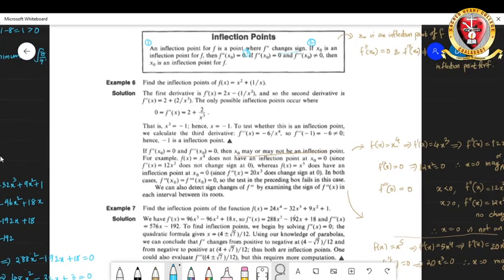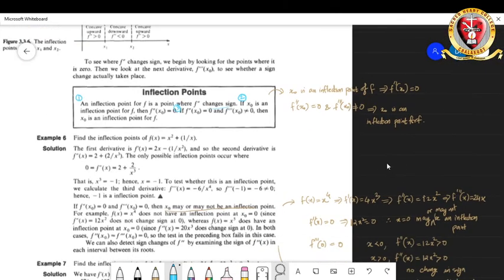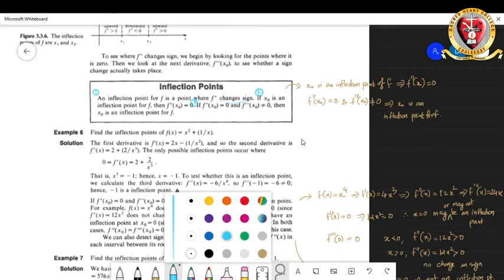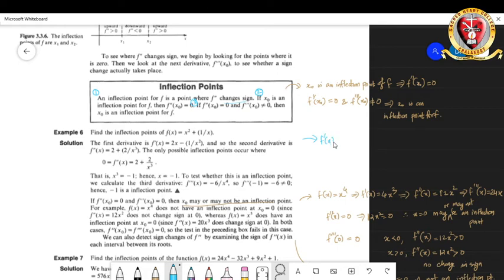So for this question, you can see that the function given is x square plus 1 by x. So when we calculate f dash of x, you get f dash of x is equal to 2x minus 1 by x square, right? Just written here. Okay, so the second derivative implies f double dash of x is equal to 2 plus 2 by x cube.